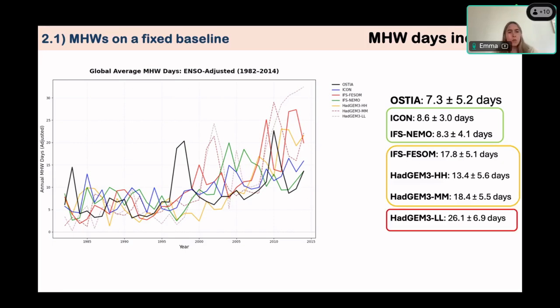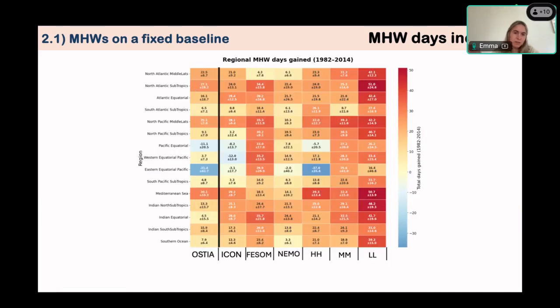So now we look at these results. So global average marine heatwave days increase at each region. So similar table from before. We have Ostia on the left, all of our regions, and the models down here. So each square is what was the change in marine heatwave days at each region.